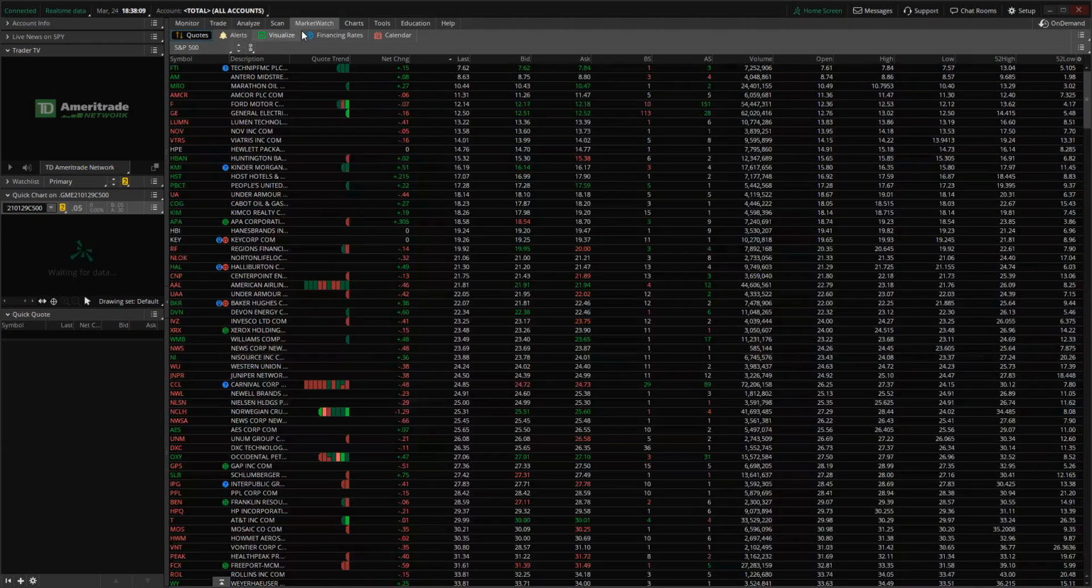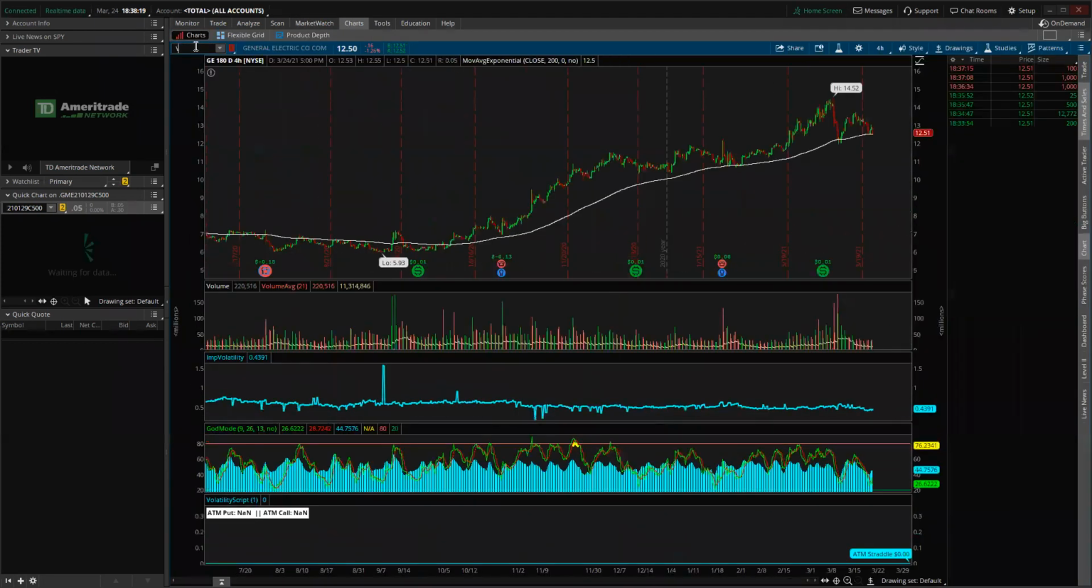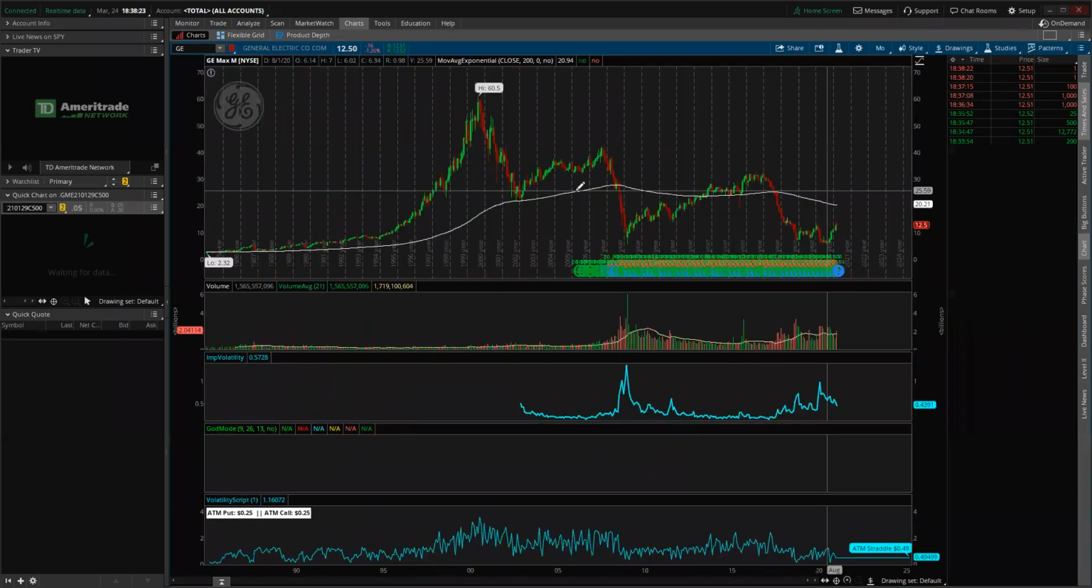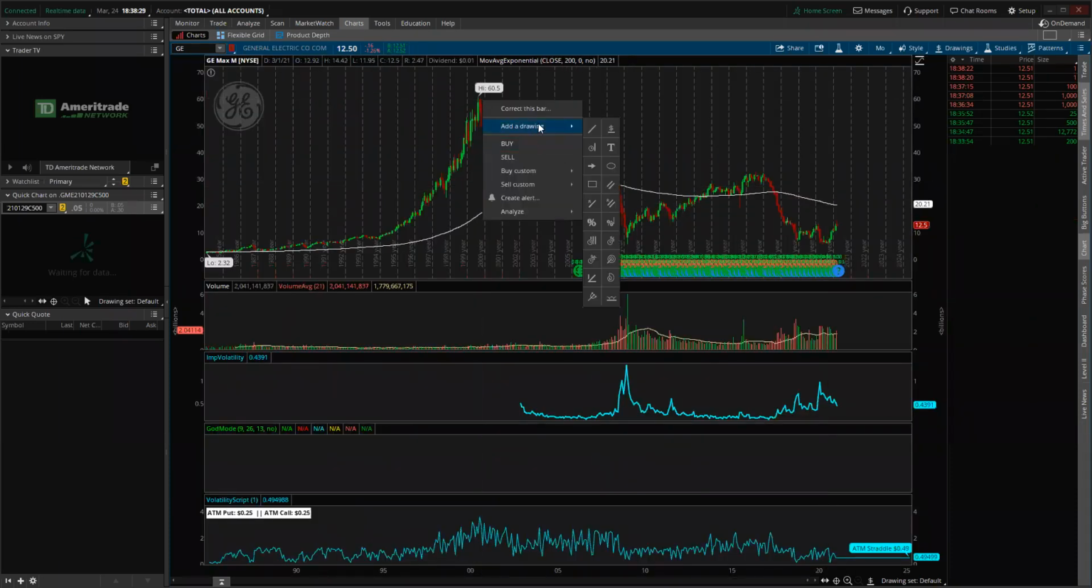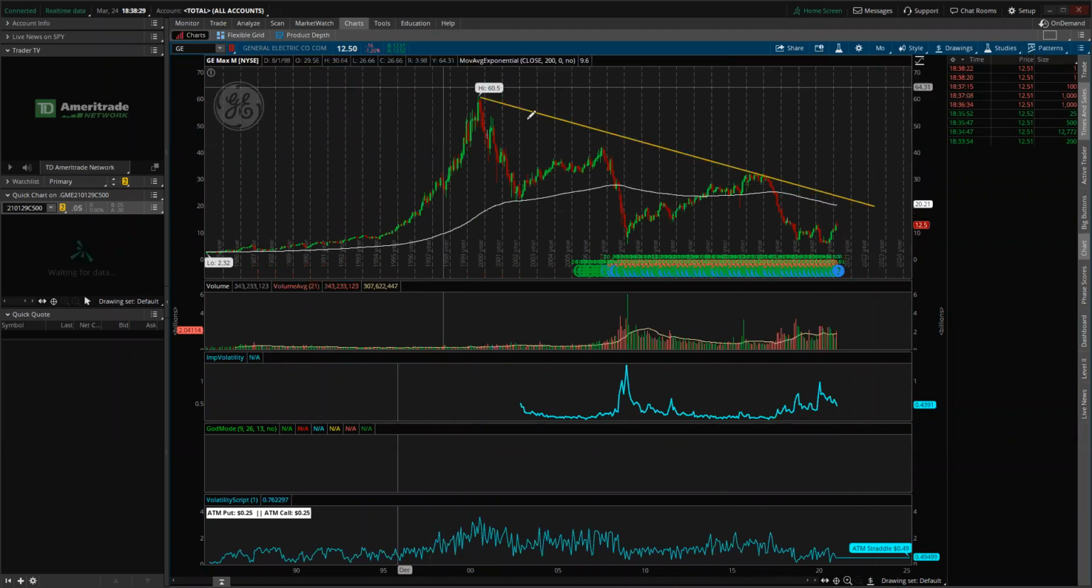So if we did want to trade GE, hop over to the chart, right? Analyze what's the trend on the big charts. GE's got plenty of data, still in a downtrend from the early 2000s, right? So kind of roughly that's our range.